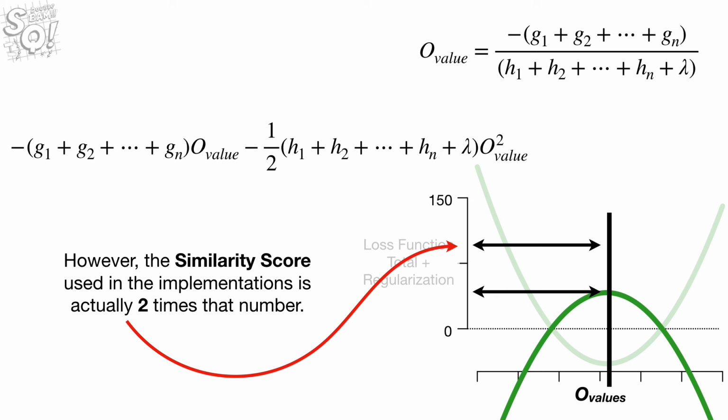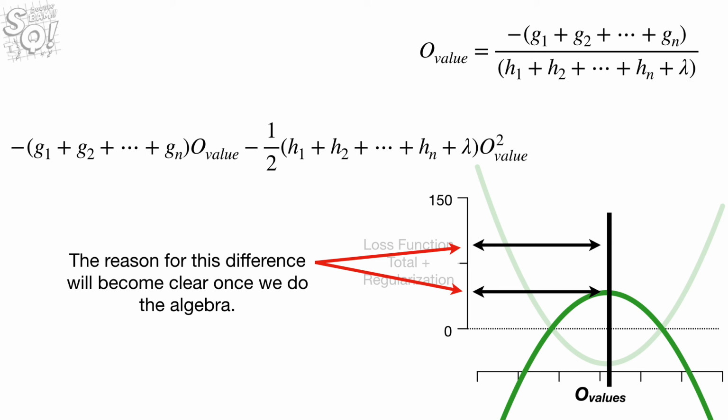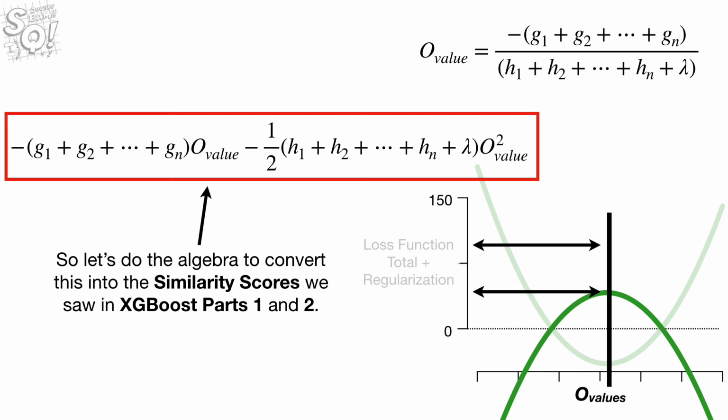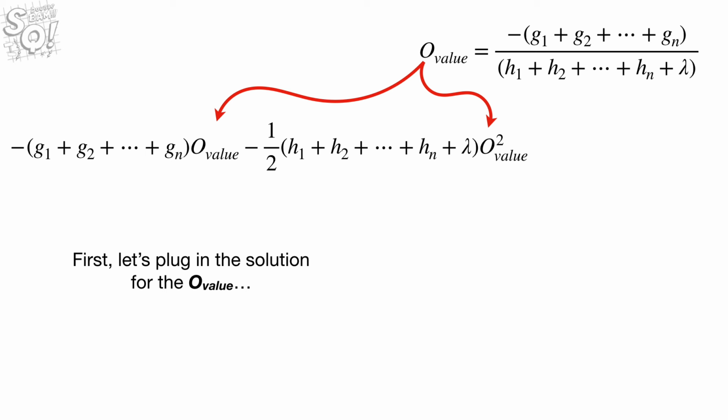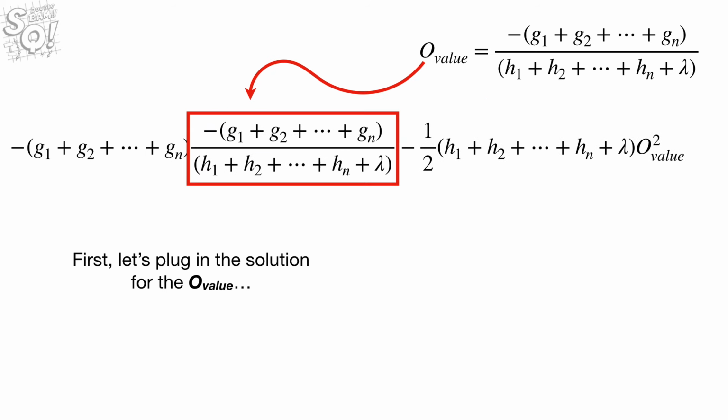However, the similarity score used in the implementations is actually 2 times that number. The reason for this difference will become clear once we do the algebra. So let's do the algebra to convert this into the similarity scores we saw in XGBoost parts 1 and 2. First, let's plug in the solution for the output value.